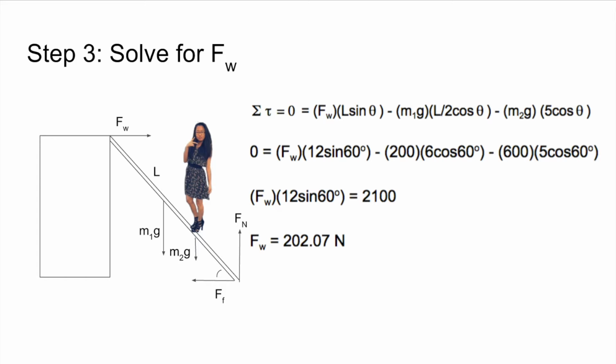Then we plug the numbers in. The length of the ladder is 12 meters and the angle is 60 degrees. The ladder is 200 newtons from center of mass and H. Jang dog is 600 newtons. After simplifying and solving, we get force of work equals 202.07 newtons.